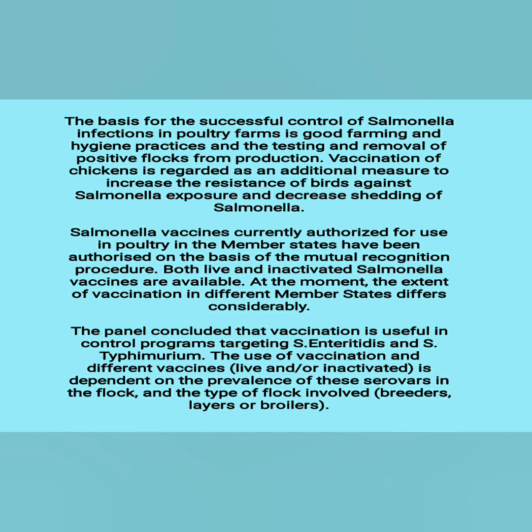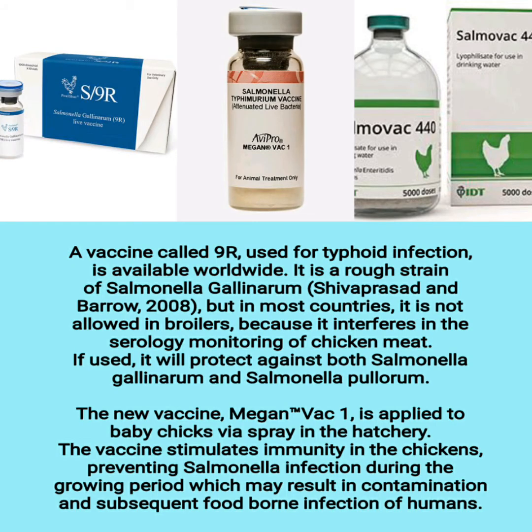The panel concluded that vaccination is useful in control programs targeting S. Enteritidis and S. Typhimurium. The use of vaccination and different vaccines, living or inactivated, is dependent on the prevalence of these serovars in the flock, and the type of flock involved: breeders, layers or broilers. A vaccine called MONARCH, used for typhoid infection, is available worldwide.